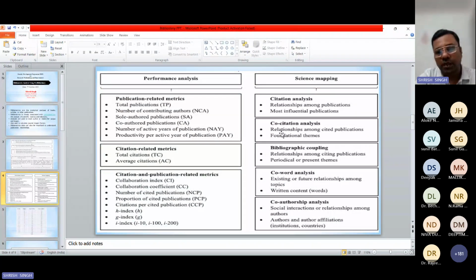should be in your research paper, because whenever you are writing your research paper for bibliometric analysis, you should know what to quote and what to report over there. So performance analysis should be reported and science mapping should be reported. We are seeing all these things inside BiblioShiny, right?